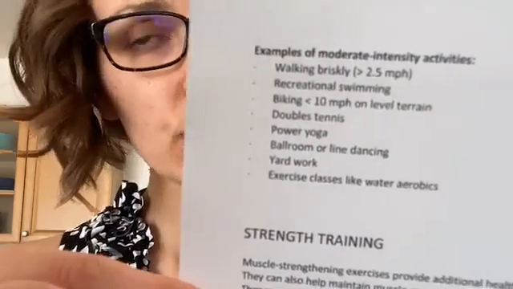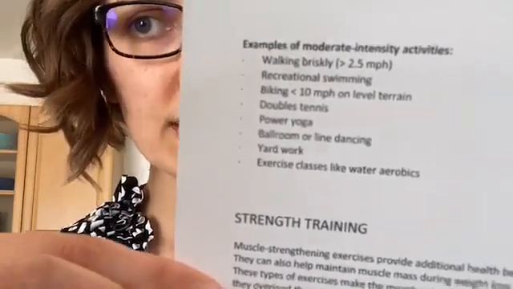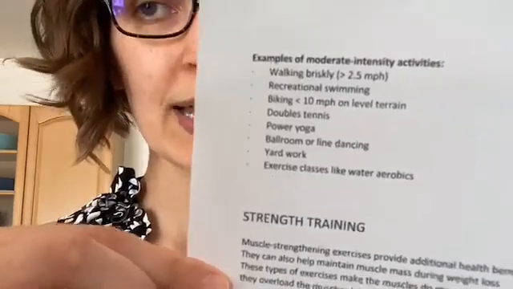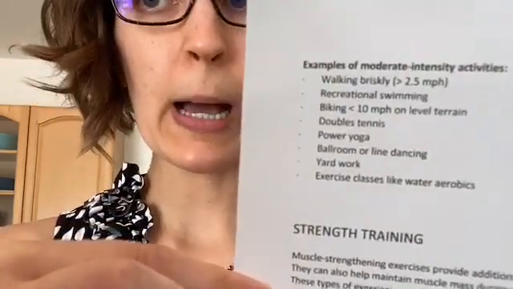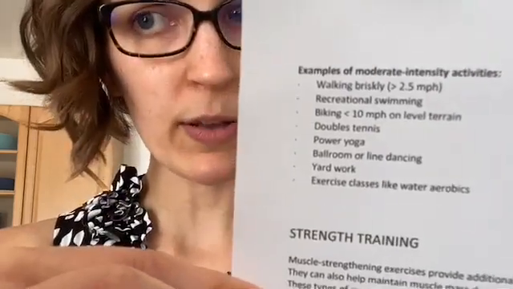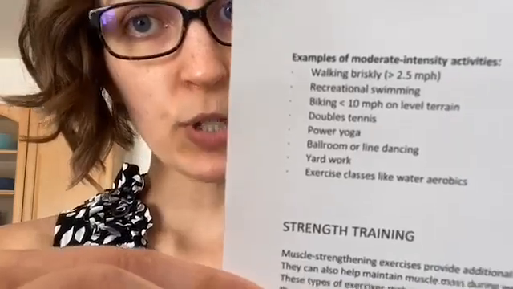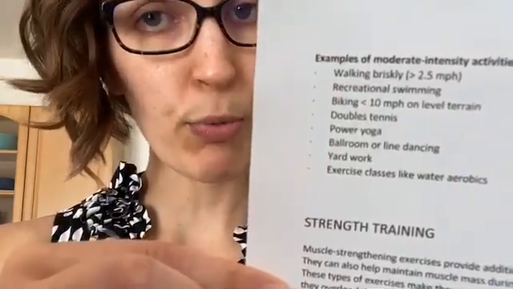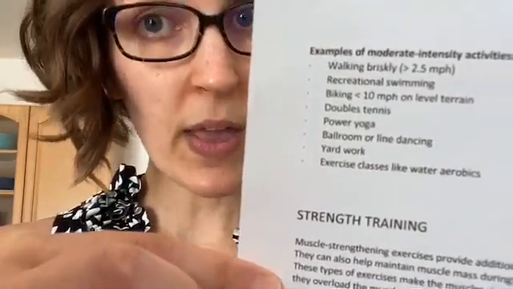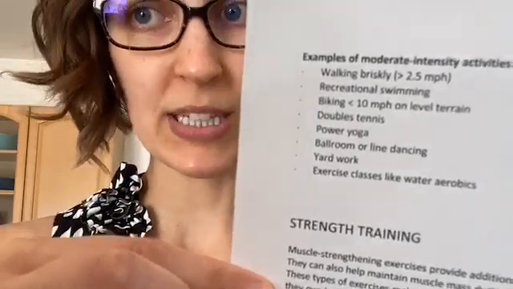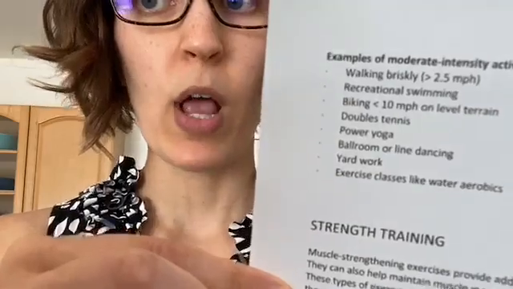So this is not a stroll through the grocery store. This is walking, intent on walking. That is your purpose. You are walking at least 2.5 miles per hour. That's not super, super fast. Generally, when I go on a walk, I walk at 3.5 miles per hour, and that's certainly at a brisk clip. Okay, so walking briskly, 2.5 miles per hour and above.